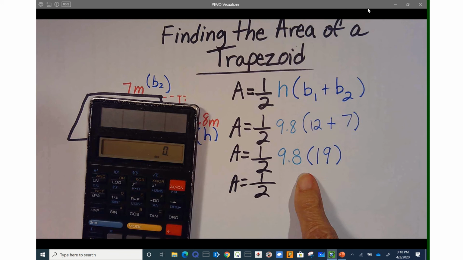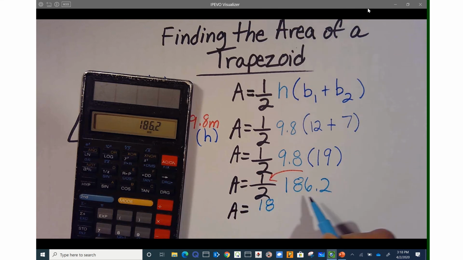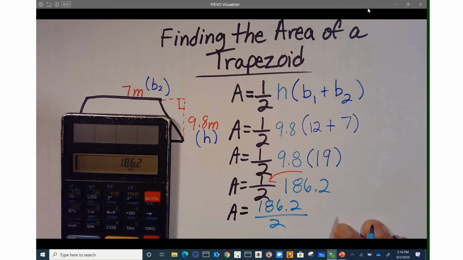186.2, and then you take this and multiply it by that 1/2, which is going to be 186.2 over 2. Area equals 186.2 divided by 2. But we are not done yet. Because I already have this on my calculator, I'm going to take 186.2 and divide it by 2. And my answer is 93.1.